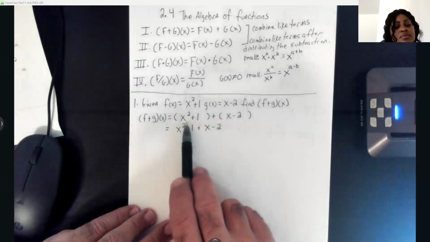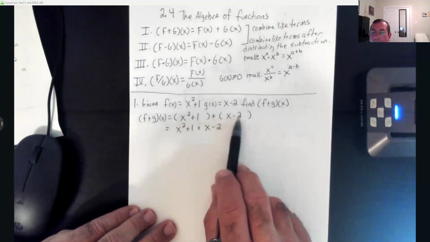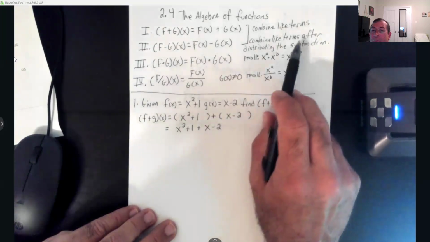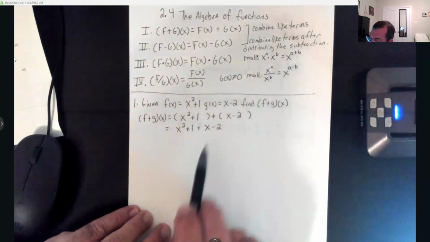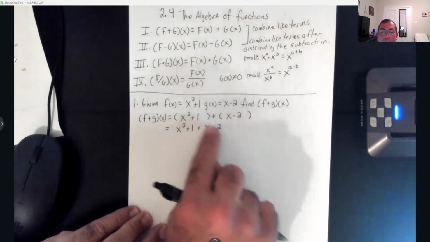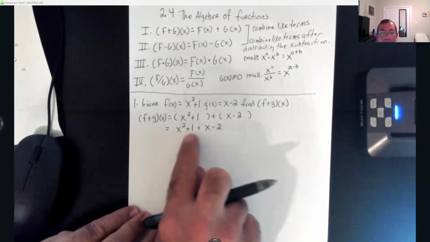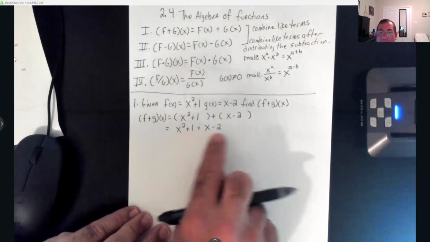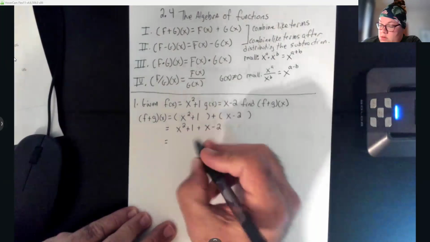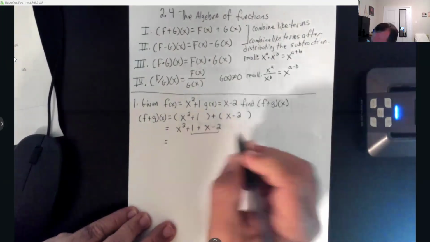Now, I dropped all the parentheses. Now, if this was subtraction, we would distribute it. That's what I meant up here on subtraction, okay? But adding, you can just drop parentheses. Everything stays the same sign as it was inside. Can you go further with this? Can you simplify that any further? Yep, y'all, because y'all got like terms.